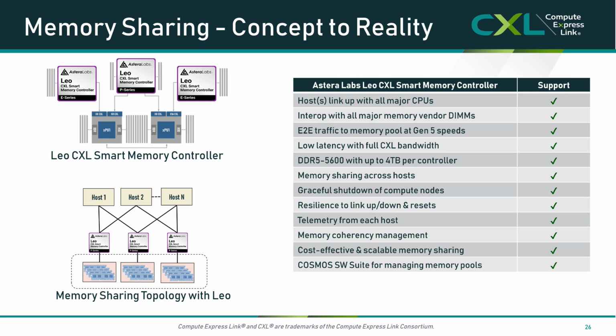Similarly, RAS telemetry and management from each host is also quite important in data centers because you want to maintain the same level of resilience that is currently inherent in the data center environment. And when you introduce a new technology like CXL, you don't want to compromise on the quality of the product or the resilience of the platform itself. So in a memory sharing environment, since you have multiple hosts, it becomes even more critical to maintain RAS.